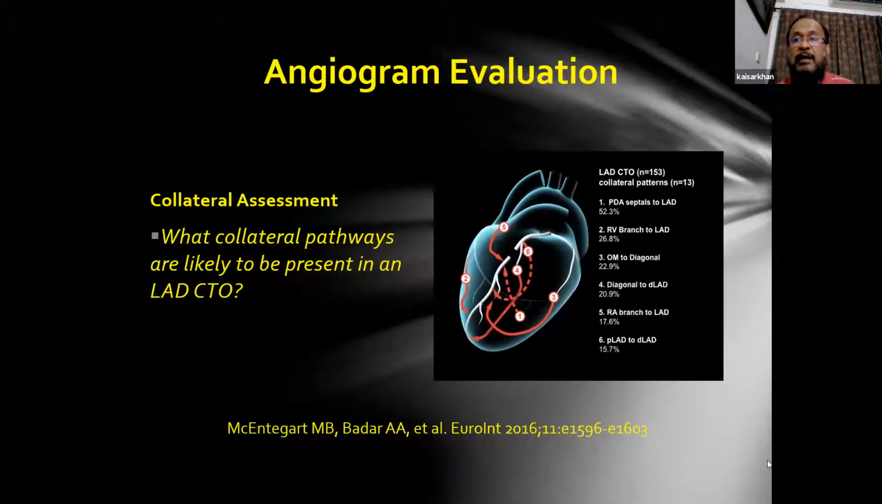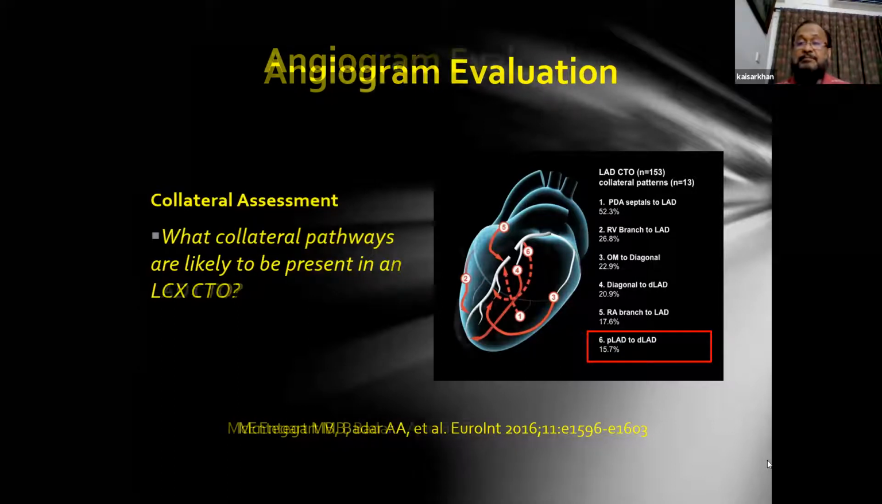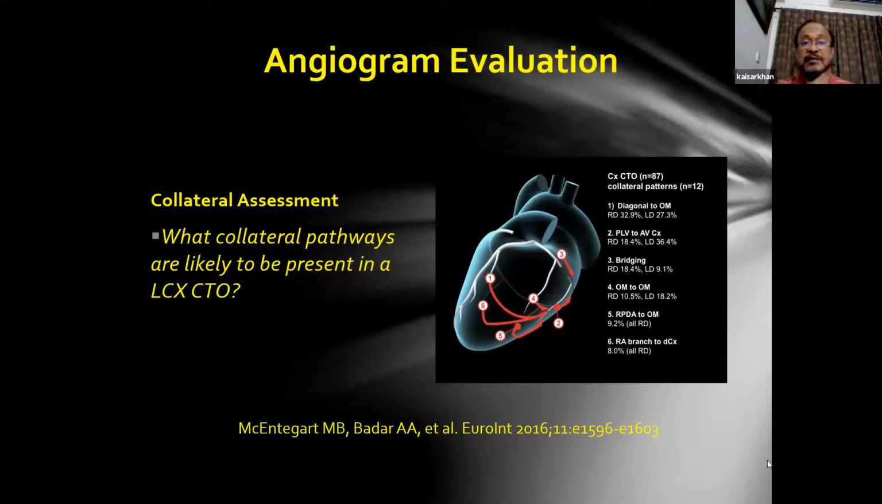Next, to assess for LAD CTOs, when you have to come from RCA to LAD CTO retrogradely, what are the likely collaterals? Again, RCA PDA to LAD, or RV branch to LAD, or RA branch to LAD. And of course, from proximal LAD to distal LAD. And for circumflex CTO, you have to choose diagonal to OM or PLV to AV circumflex.